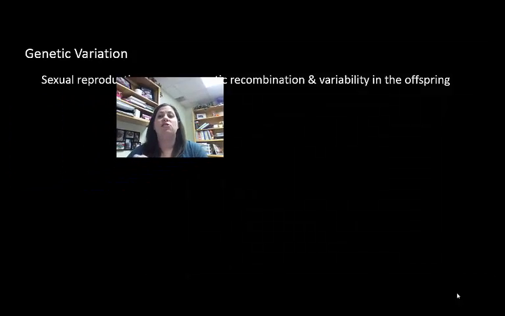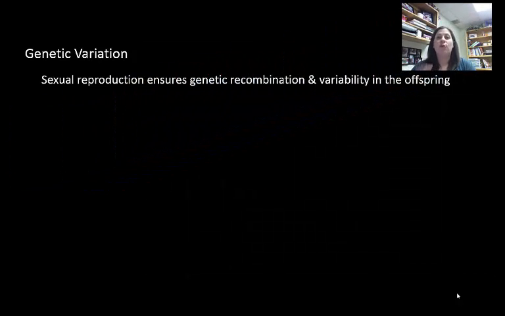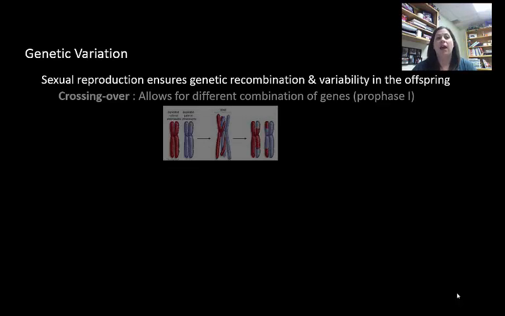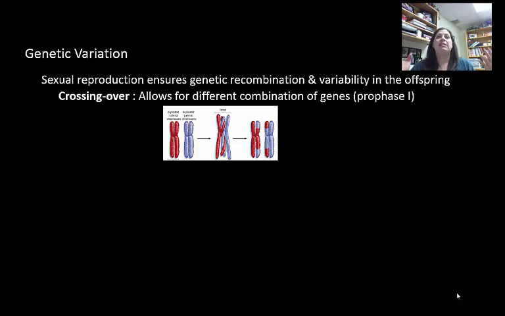Now what we want to look at is genetic variation. There are 3 ways that we get genetic variation through sexual reproduction. The first way we've already discussed, and that's crossing over, where we're going to see a different combination of genes because they have switched pieces. So that's the first thing.